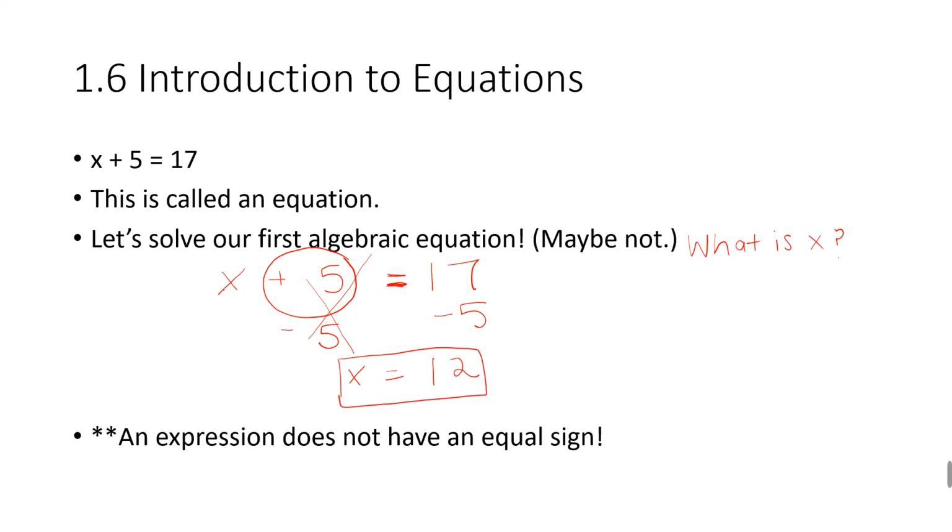This equation wants to know what number plus 5 equals 17. 12 plus 5 equals 17. So maybe you could have figured out that 12 is the answer just by looking at it. But of course, the equations get more difficult. So in the other sections, we talked about expressions. And I just want you to know that an expression is different from an equation because an expression does not have an equal sign, whereas an equation does.